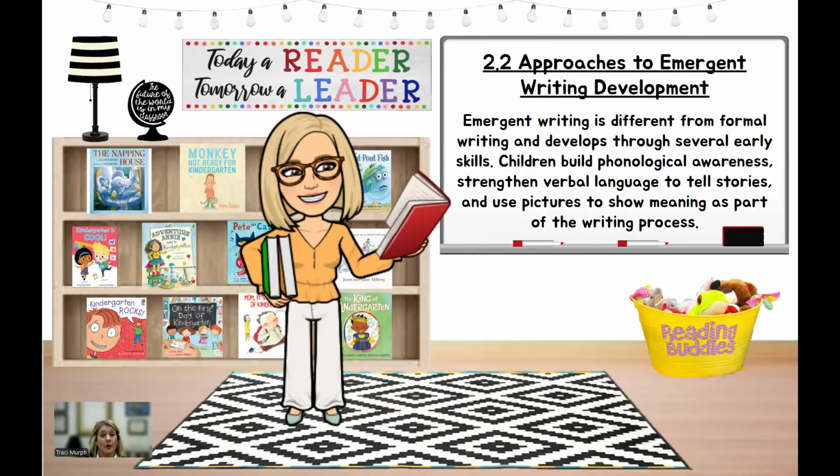Section 2.2, Approaches to Emergent Writing. Emergent writing looks very different from traditional or formal writing in older classrooms. It requires multiple skills and strategies, including developing phonological awareness, increasing verbal skills to describe and tell stories, and using pictures to represent meaning. So emergent writing is different from formal writing, and it develops through several early skills: building phonological awareness, strengthening verbal language to tell stories, and using pictures to show meaning as part of the writing process.